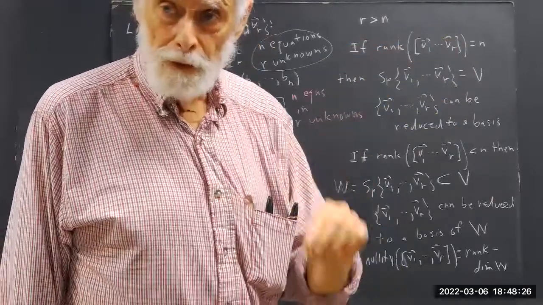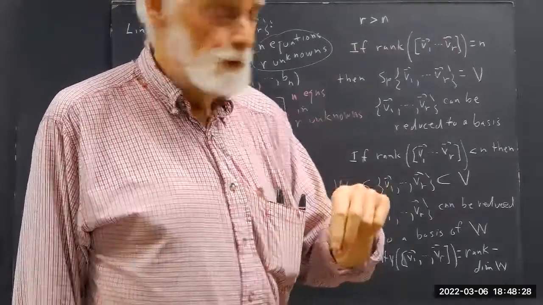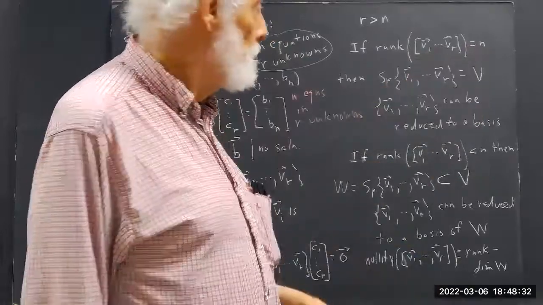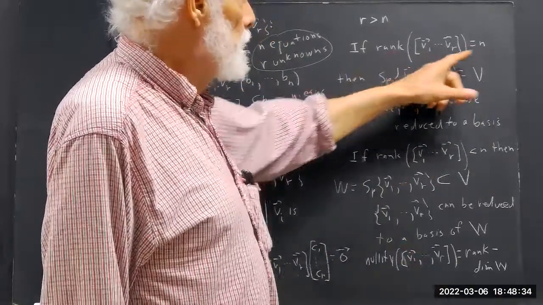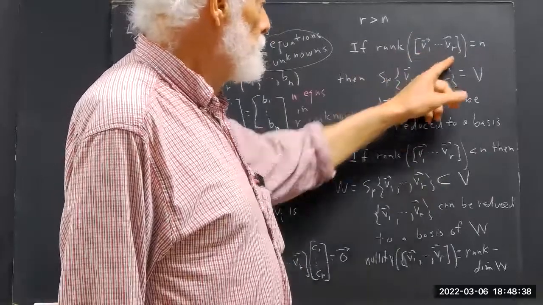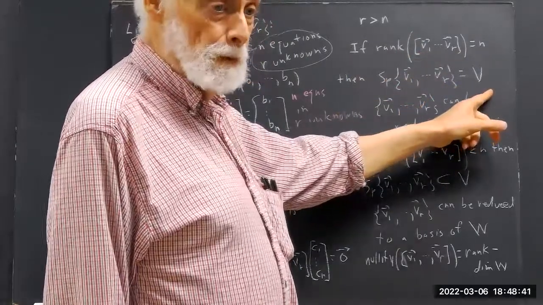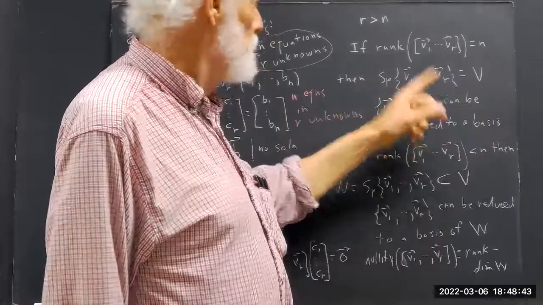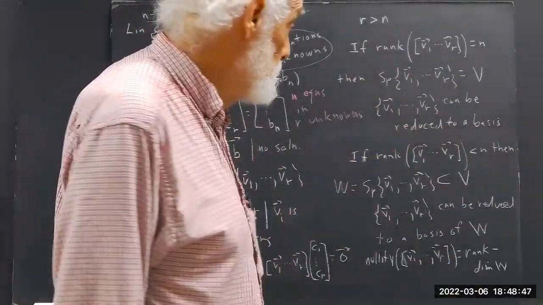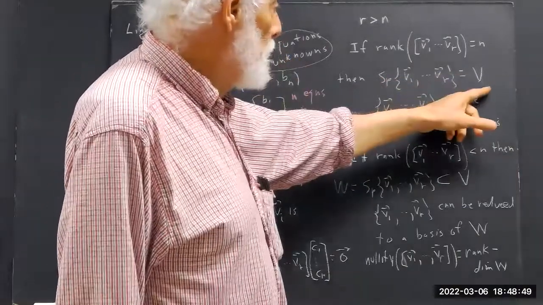Now, that dimension can't be bigger than the dimension of the space that these vectors live in. No, it can't be bigger than m. If the rank is equal to m, then these vectors span V. They're not a basis because R is bigger than m. They have too many vectors to be a basis, but they do span V.